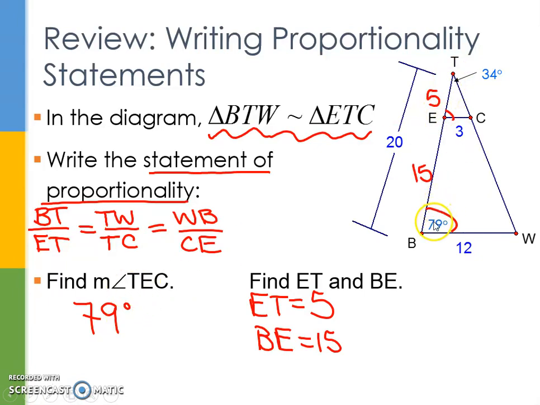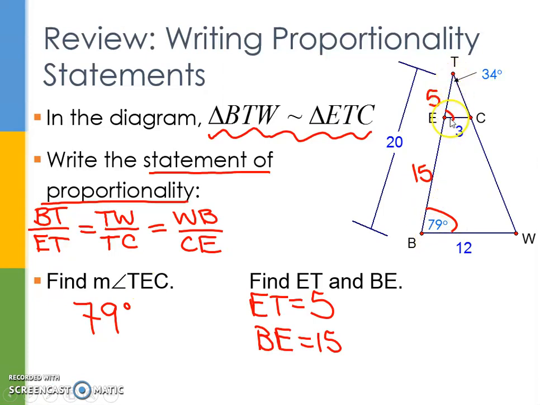And then you're going to find angle TEC. So this angle is 79. So this angle TEC is 79 because you have 2 parallel lines and this is the transversal. So they are corresponding, they're congruent. So if this is 79, that's going to be 79.